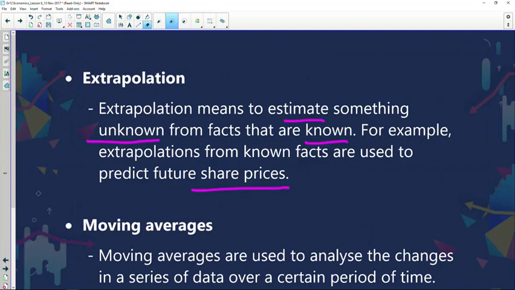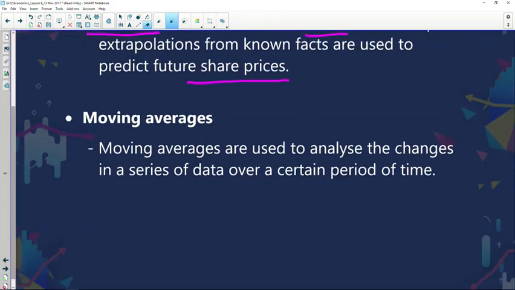And we know that people that trade in the stock exchange, it's all about predicting how the share price will perform based on certain factors or facts that are known that could influence the share price or the performance of that particular share. So we will use extrapolation for that task if we are wanting to use known facts in order to predict the future share prices.